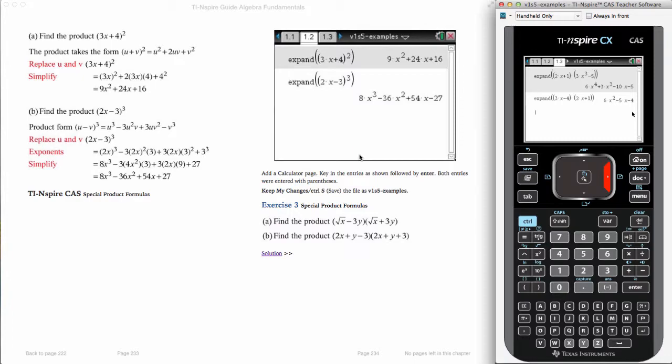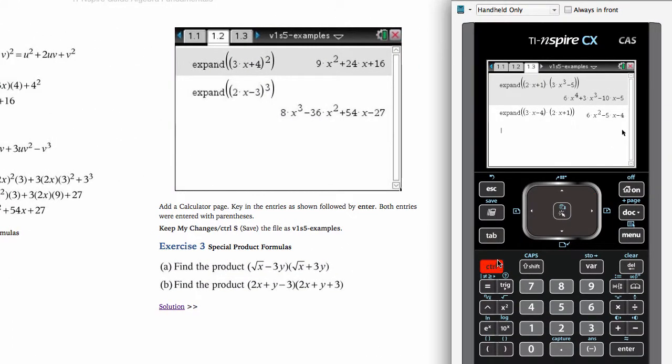Again, let's take a look at this on our calculator. So when we go back and we square it, we end up with 9x squared plus 24x plus 16. When we cube it, we end up with the same answer that we got when we did it manually.